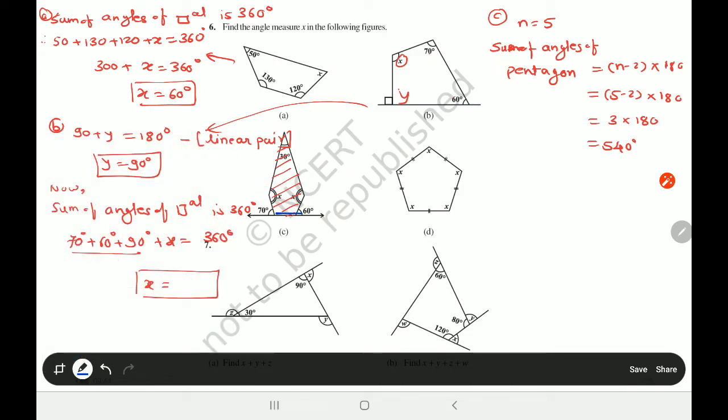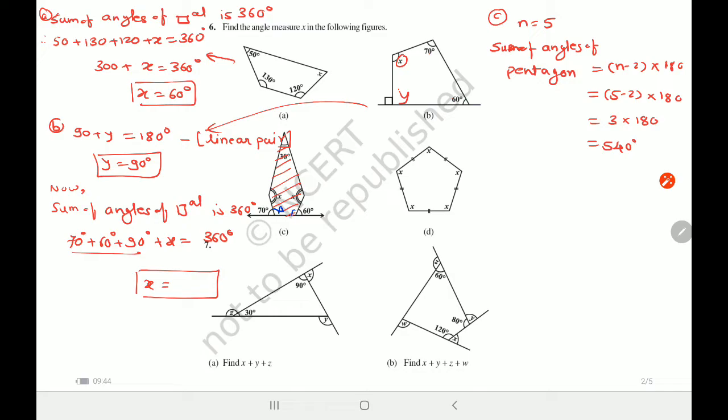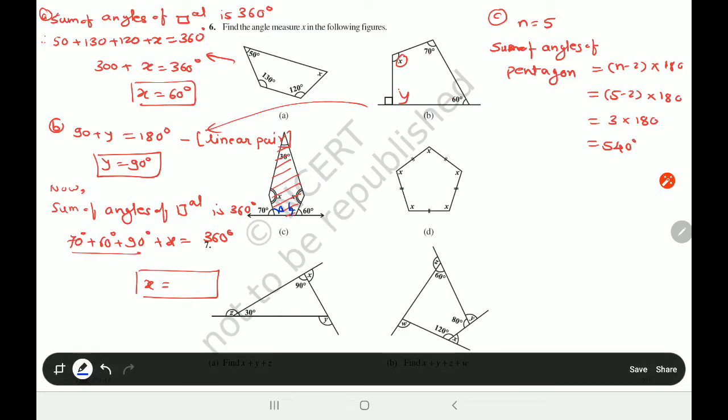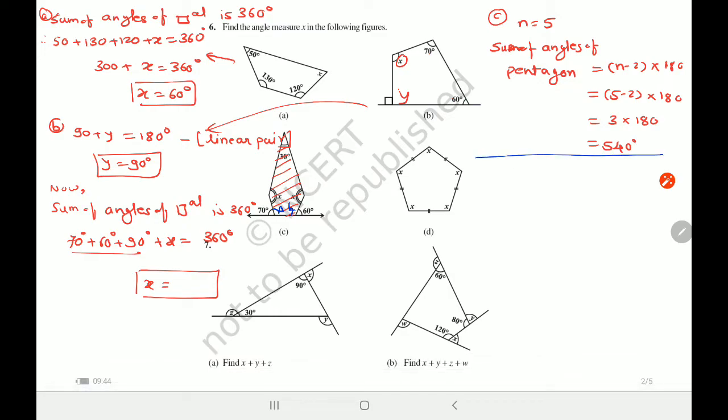Now first of all, I will find all the remaining interior angles of this pentagon. That means I can find this A and this is B. Okay? So I'll do that first. So here A plus 70 is equal to 180. This gives me A is equal to 110 degrees, shifting 70 to the other side. And B plus 60 is equal to 180. I can write B is equal to 120.